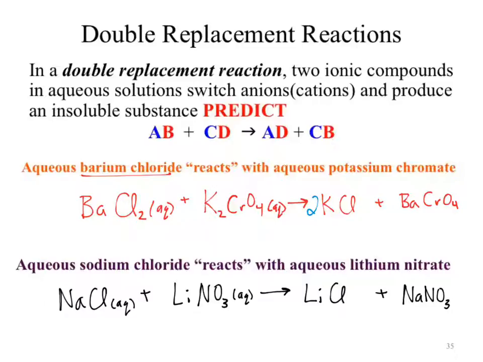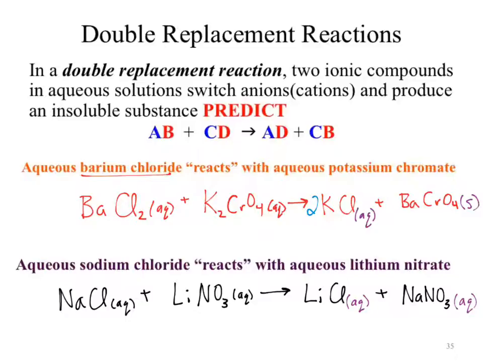The physical state. What is the physical state of potassium chloride? It is aqueous. What is the physical state of barium chromate? It is solid. What is the physical state of lithium chloride? It is aqueous. What is the physical state of sodium nitrate? It is aqueous.